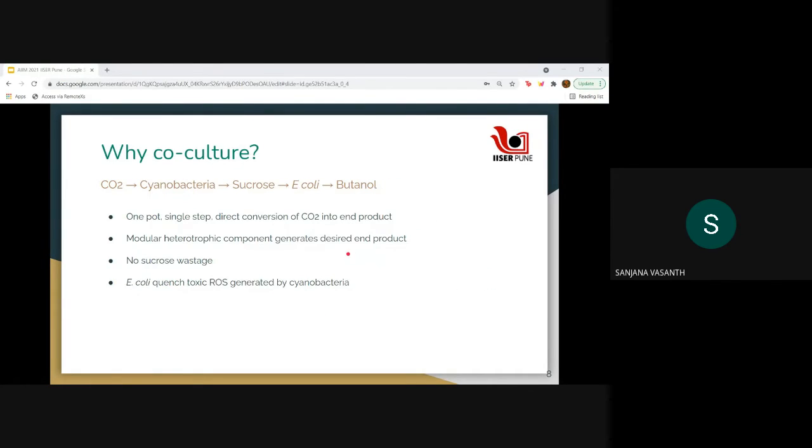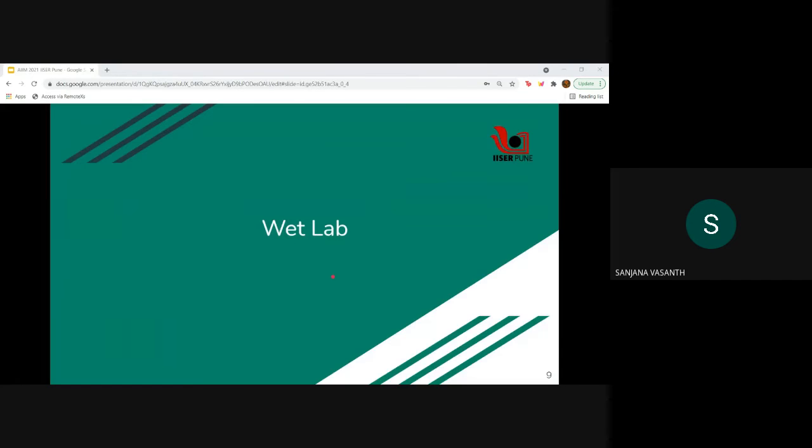The co-culture facilitates a single-step conversion of atmospheric carbon dioxide into the desired end product, and this end product can be varied by changing the heterotrophic strain used. There is no sucrose wastage as it is directly consumed by the E. coli and does not have to be manually extracted or transported. The cyanobacteria also generate toxic reactive oxygen species. E. coli can quench these, leading to better cyanobacterial growth.